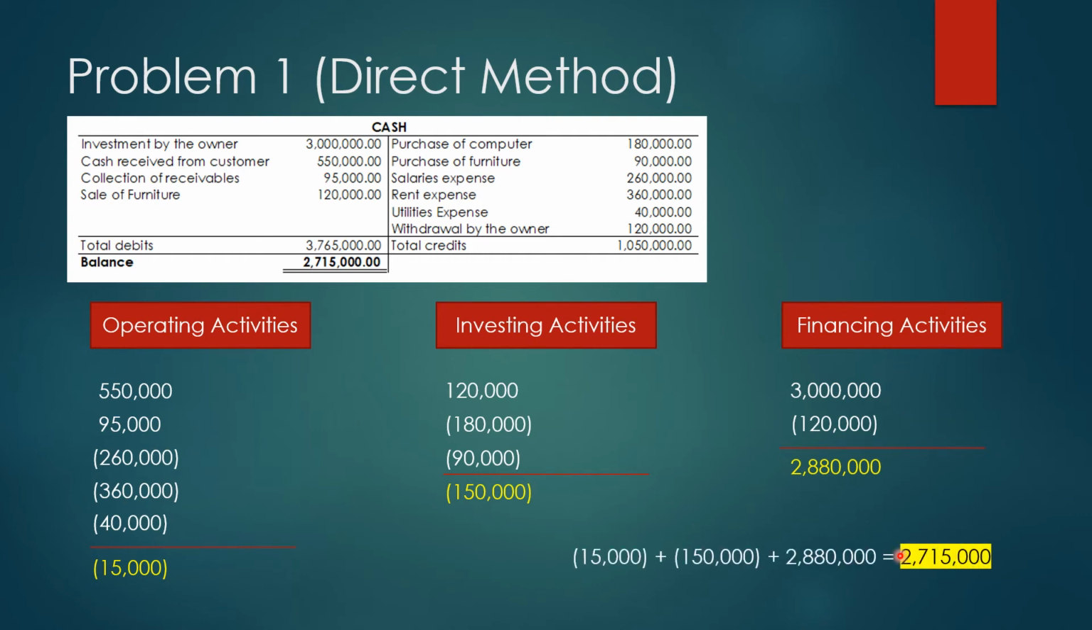So, just add negative 15 plus negative 150 plus 2,880. When you total it, 2,715. That is similar to your T account. So, all we did was break down our T account into three activities. But it will still arrive at the same answer, 2,715. Okay, so let's move on.